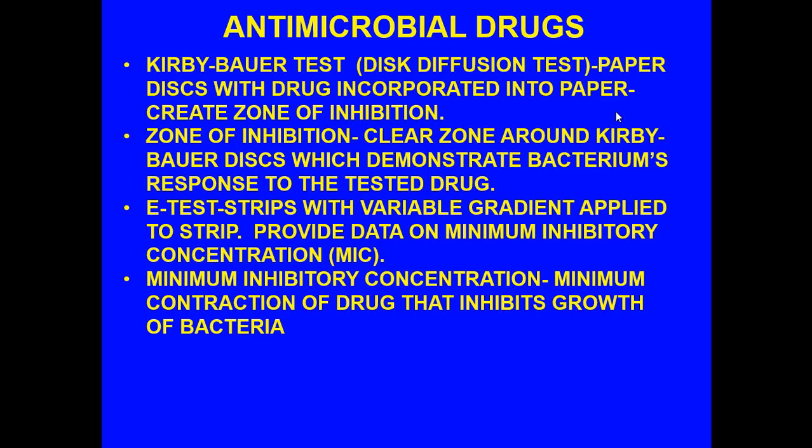Now, there was sort of a step in advance from the Kirby-Bauer discs to the E-test strips. Now, here's the point. What is the amount? What's the gradient that would be applied? Or what is the minimum amount that is necessary to kill the bacteria? So, E-test strips are basically strips that have a variable gradient applied of that particular antibiotic on the strip. They will help provide the data for minimum inhibitory concentration. That is the minimum concentration of the drug that inhibits the growth of the bacteria.